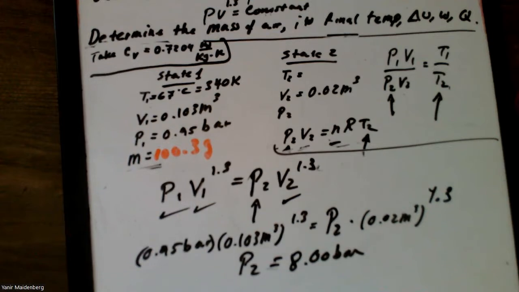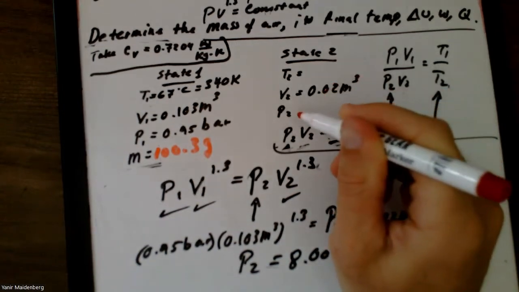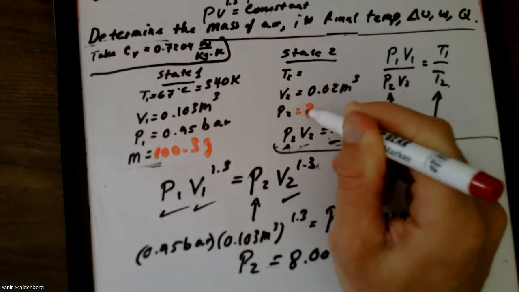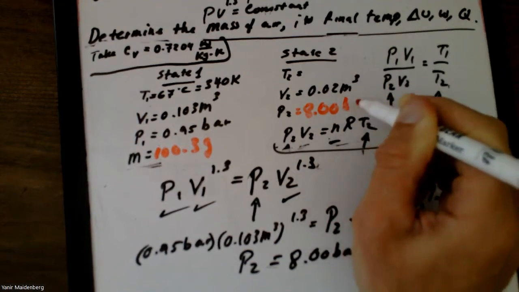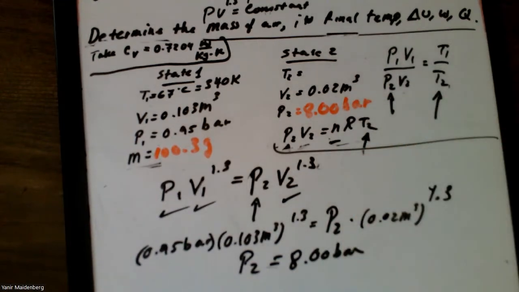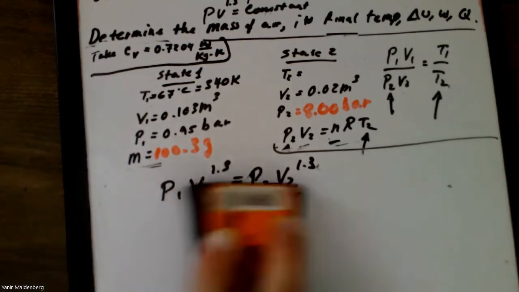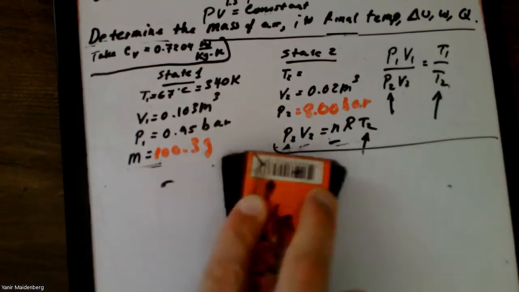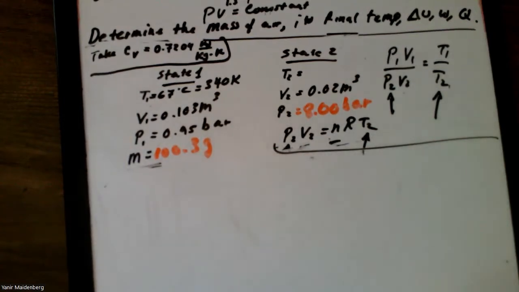Okay, so we weren't asked for this explicitly, but we kind of need it. So we calculated that P2 here is 8 bars. So I'm going to put that here as a calculated result. Okay, so the red is what we didn't have and recalculated. Cool. So now we got that. Now that I have P2, well, then I can find T2, which we were asked for.